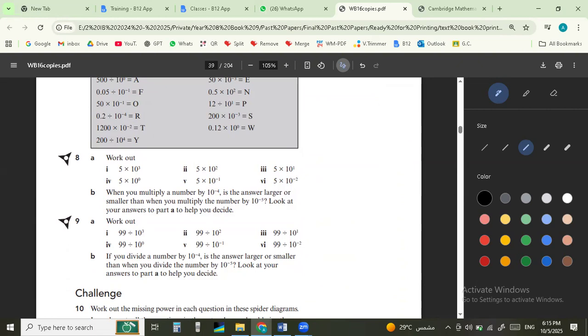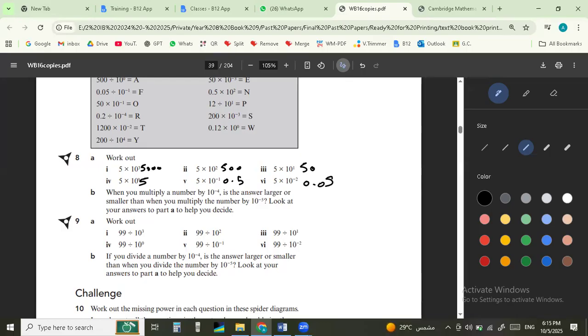Work out 5 times 10 to the power of 3. The same thing exactly: you're multiplying 5 by 1,000, so it's 5,000. And here it is 500. And here is just 50, while here is just 5. And here is 0.5 because you're going to divide by 10. And here 0.05 because you're going to divide by 100.